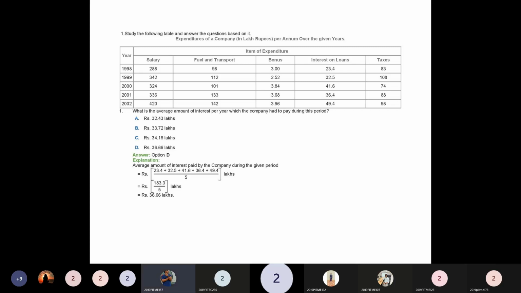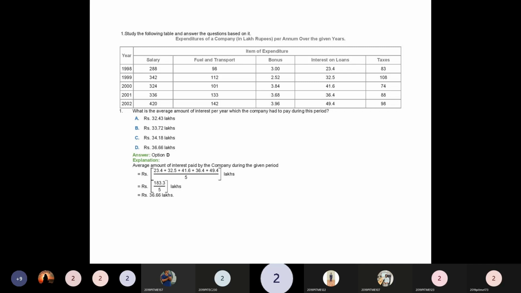Right. The next topic, data interpretation. The data will be given, a table or graph or some data, and based on the data they'll ask you 4 or 5 questions, and you have to answer those questions. For example, here I've taken the expenditure of a company in lakhs over 5 years, 1998 to 2002. The company spent money on salary, fuel and transport, bonus, interest on loans, and taxes.